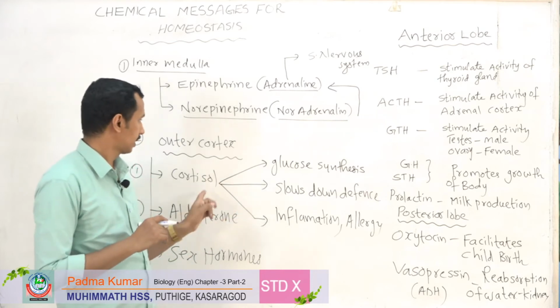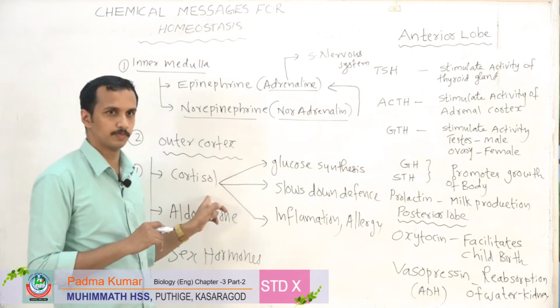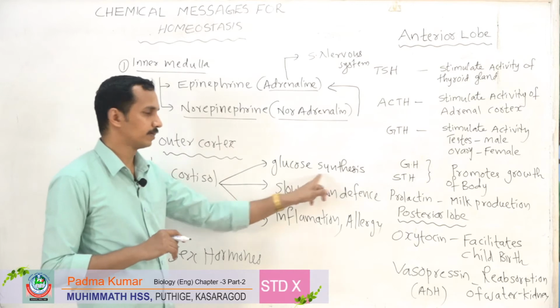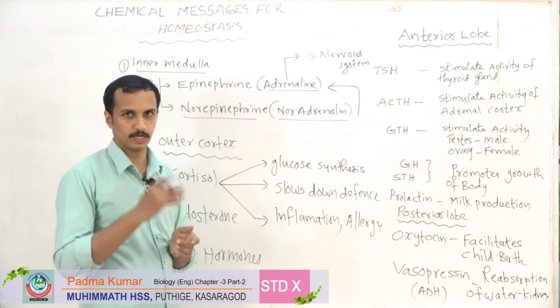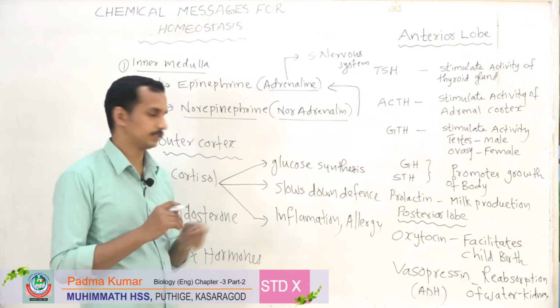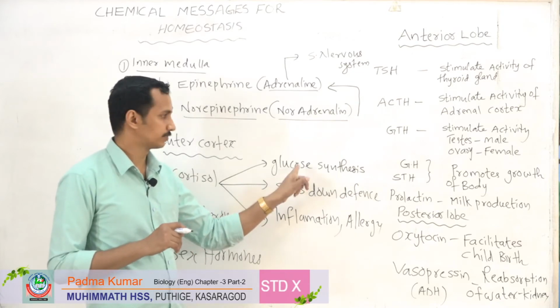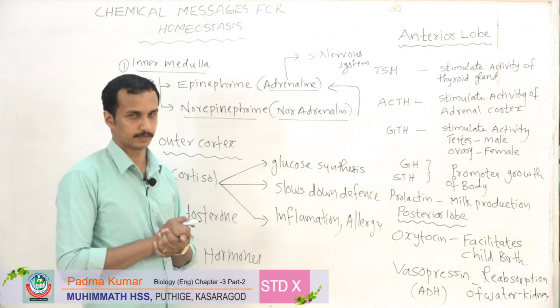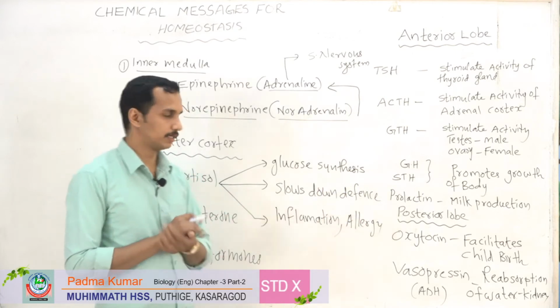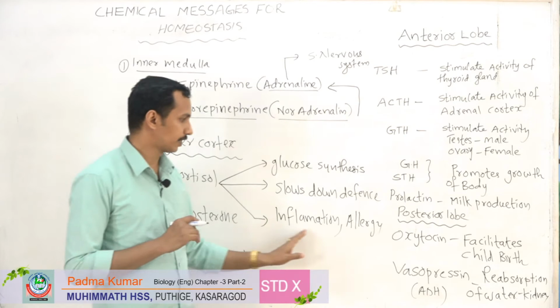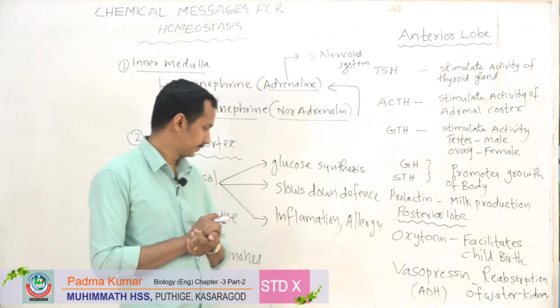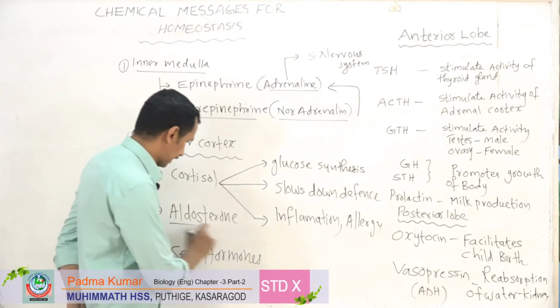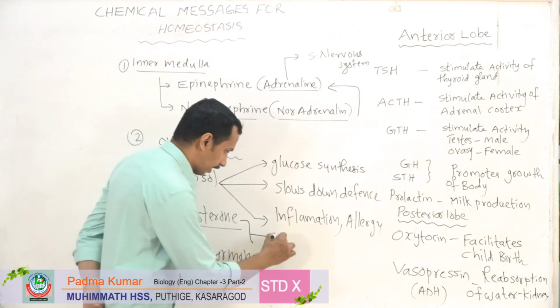So there are three functions performed by cortisol. First, synthesis of glucose, which it synthesizes from protein and fat. Then it slows down the defense mechanism. And third, it reduces inflammation and allergy.